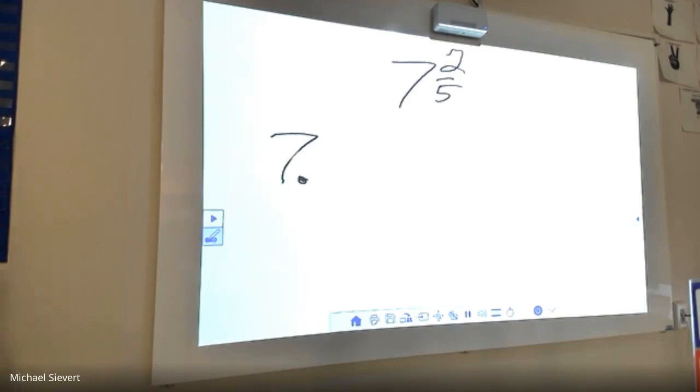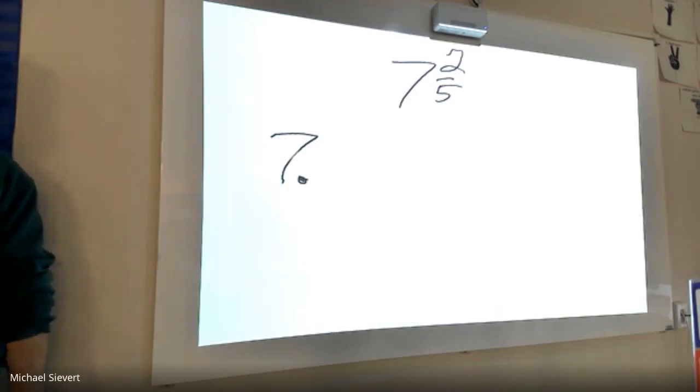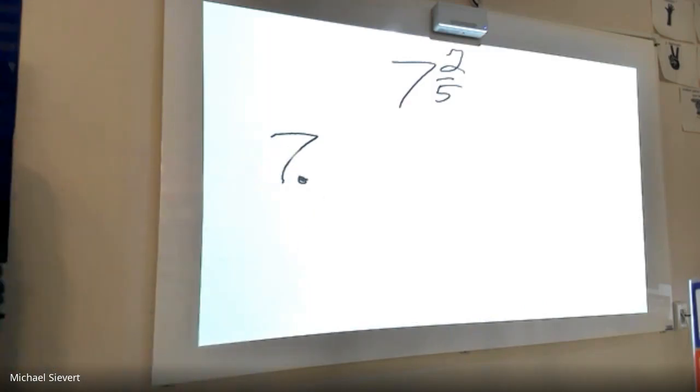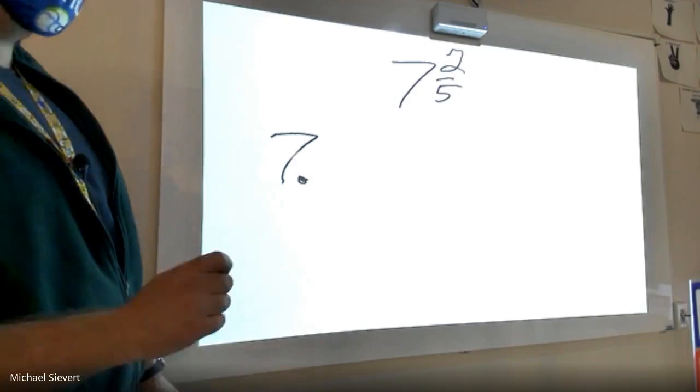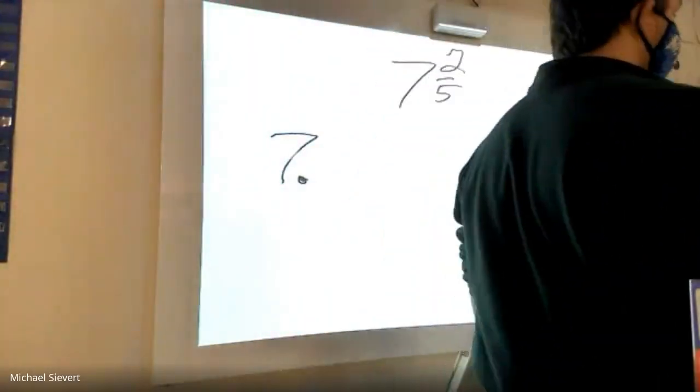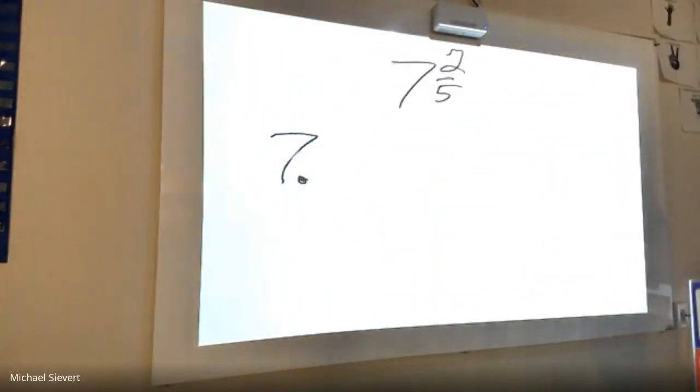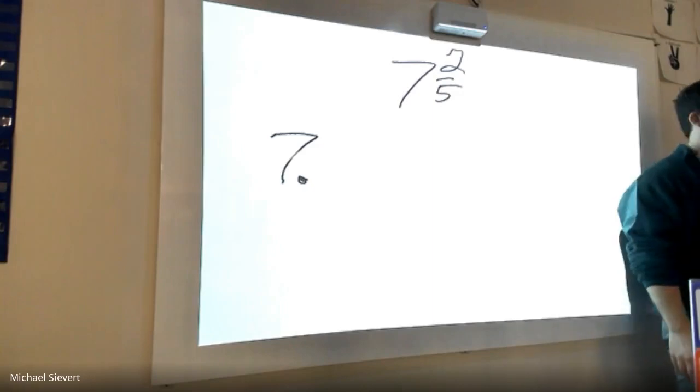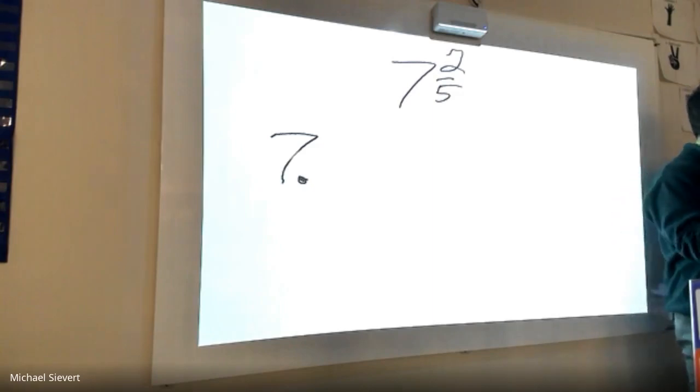So when you see a mixed number, the whole number in front goes in front of the decimal, and then you just do nothing else with it. How do you take 2/5 and change it into a decimal? Add, subtract, multiply, divide. Which way?